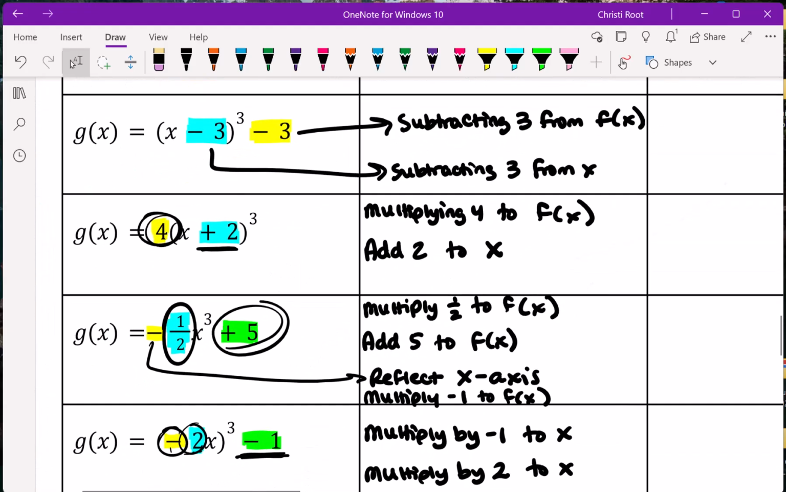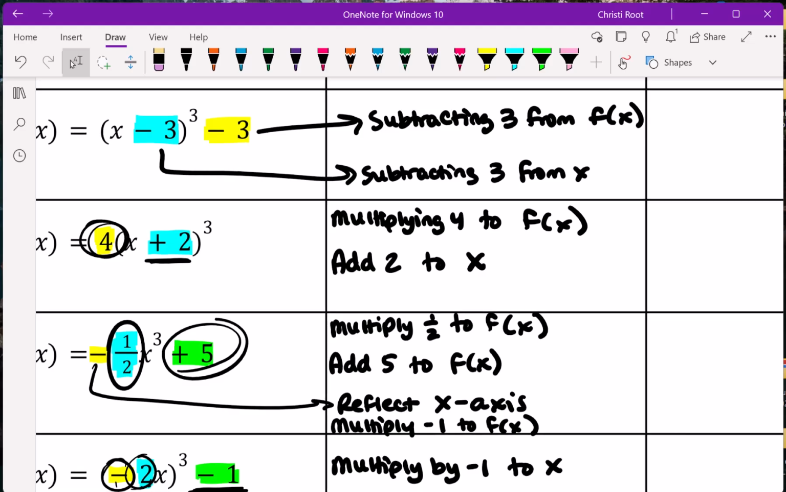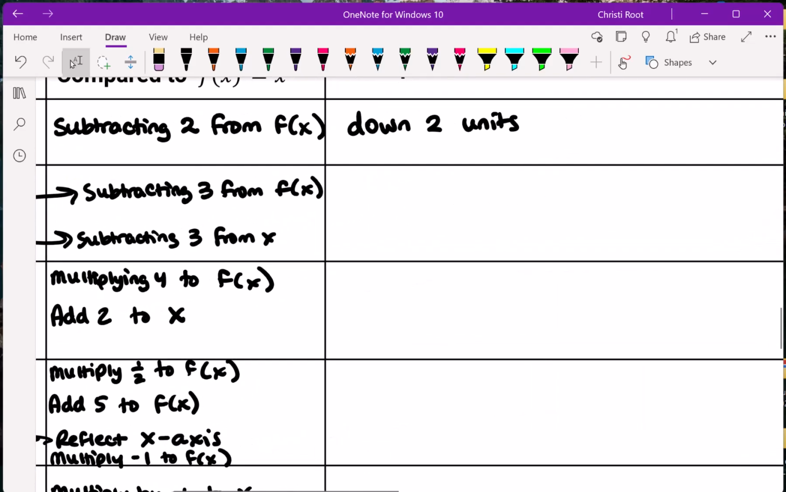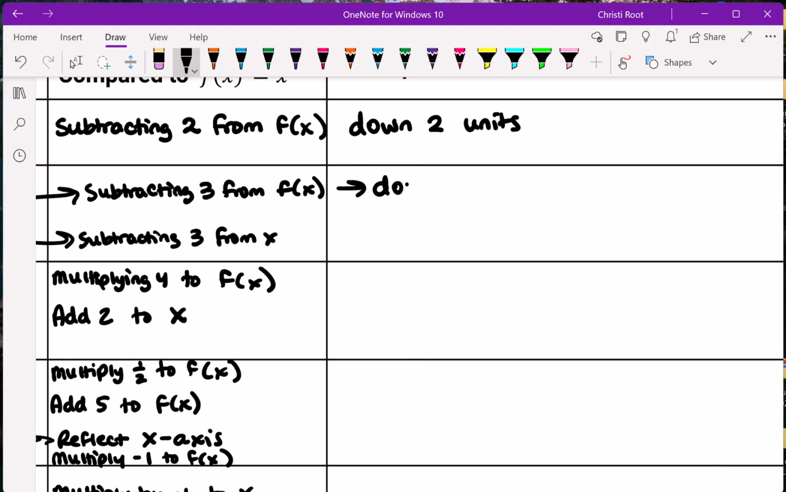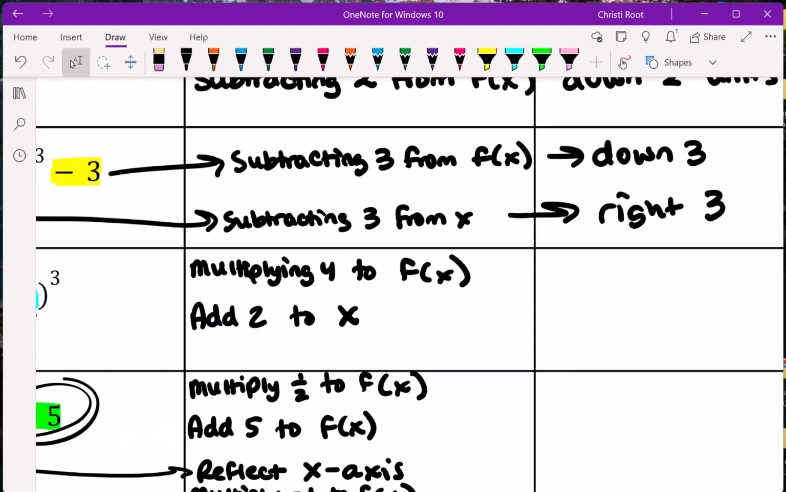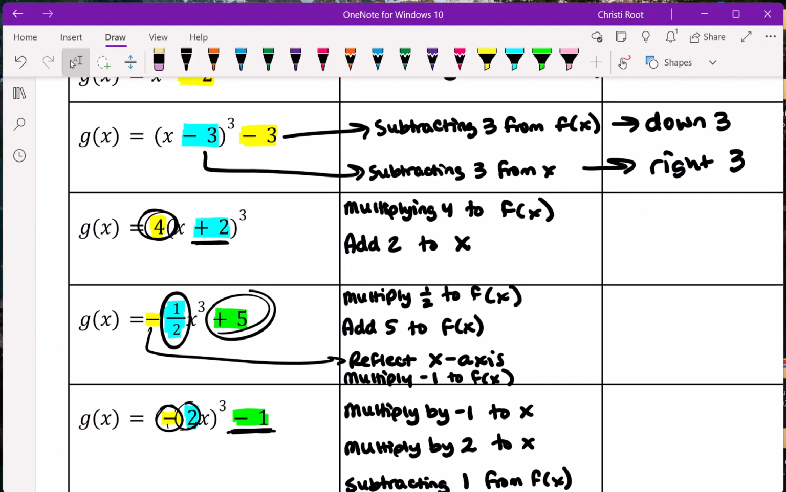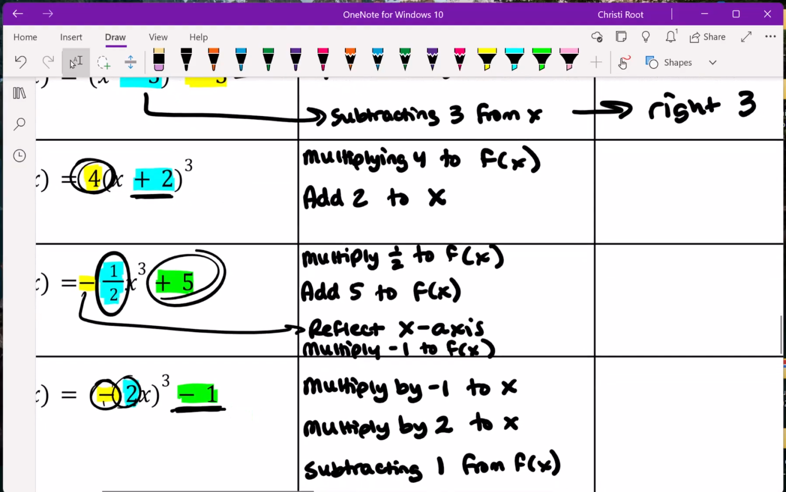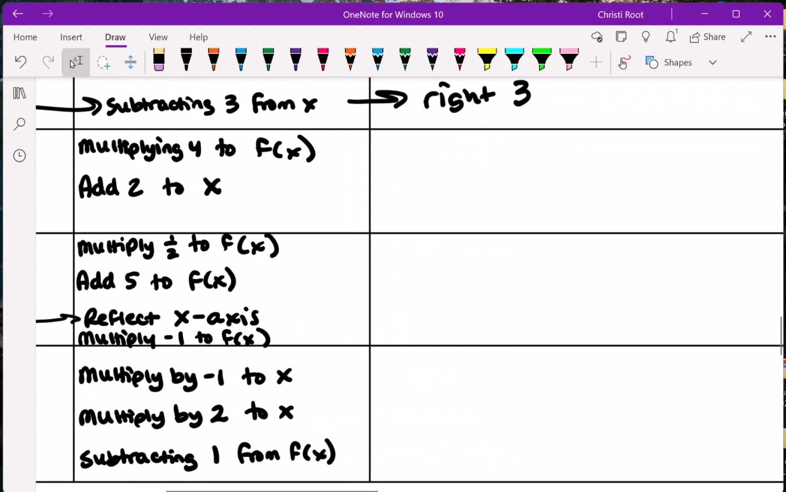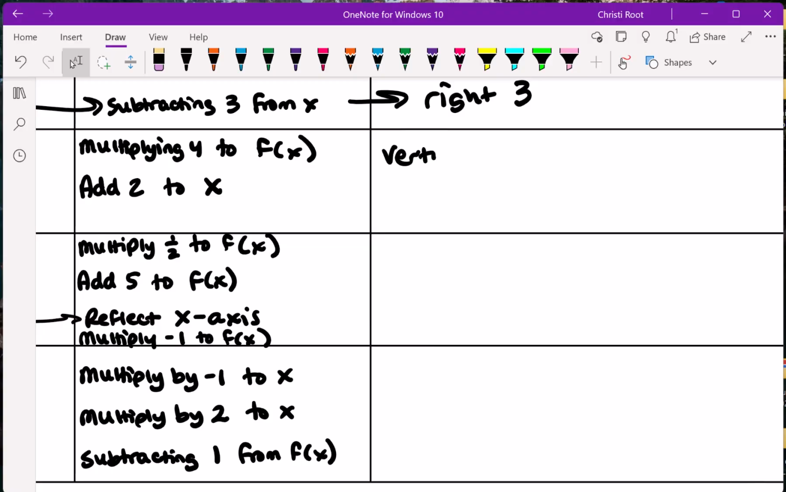So let's look at the second one. So I had 2 changes. I'm both subtracting 3, but this one's going to make it go down 3 units, and then this one's going to make it go right 3. And it's all about where it is location-wise. Okay, so multiplying 4 to the function is going to cause a vertical stretch.